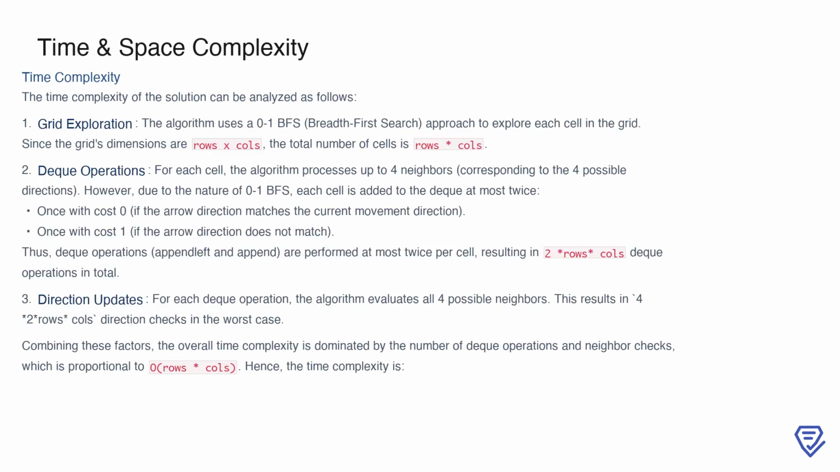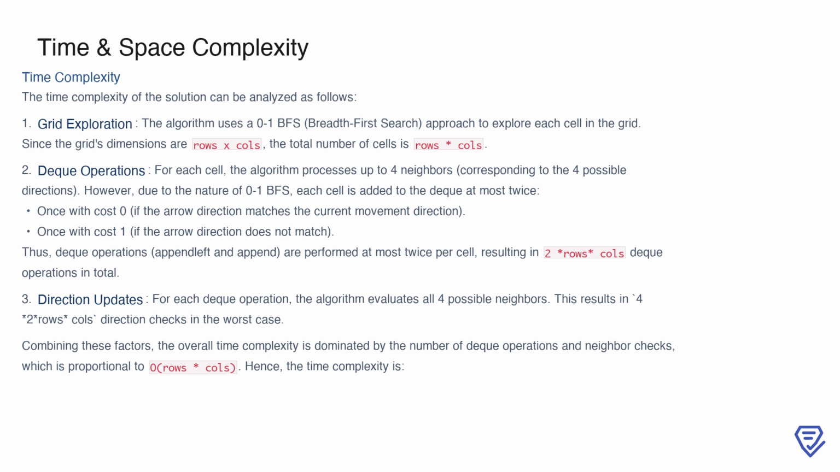To analyze the time complexity of our solution, let's start by considering the grid exploration process. The algorithm employs a 0-1 breadth-first search, or BFS, to traverse the grid. Since the grid has dimensions of rows x cols, the total number of cells it needs to explore is simply rows * cols. Now, for each cell, the algorithm evaluates up to 4 potential neighbors corresponding to the 4 possible movement directions.